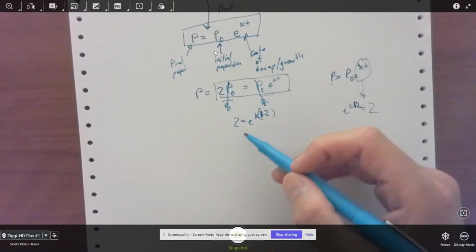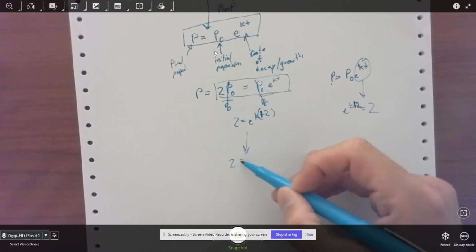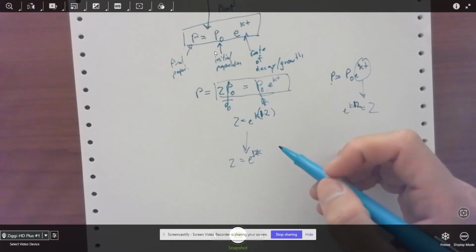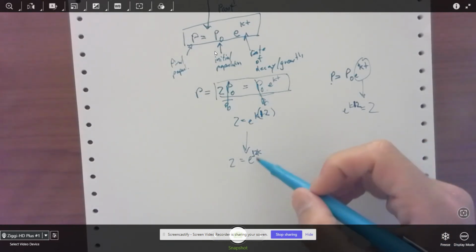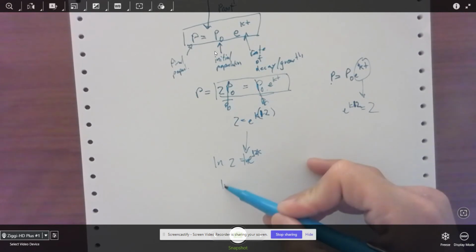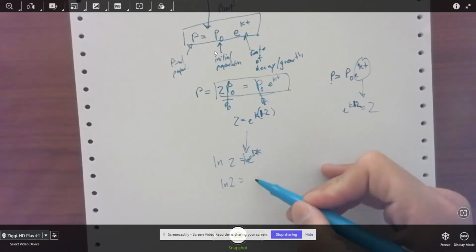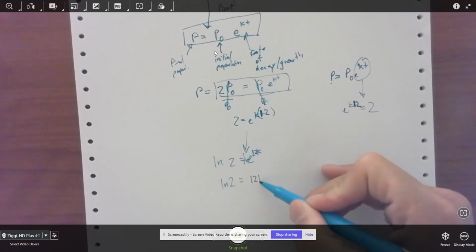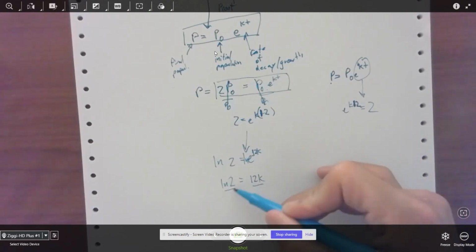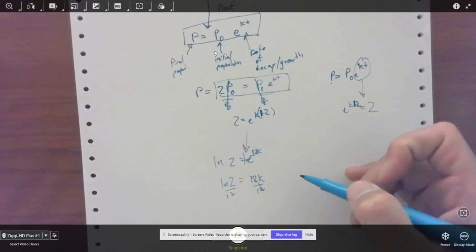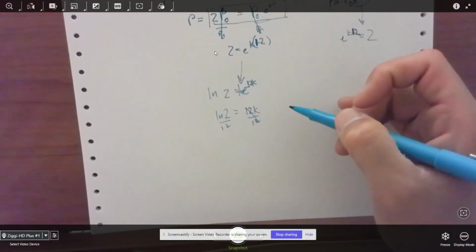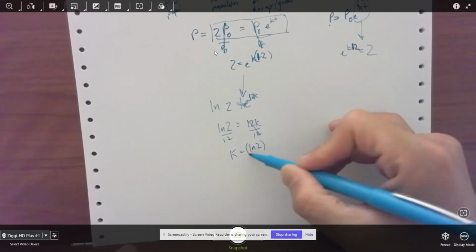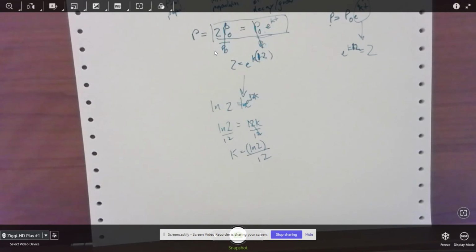Okay, so let's solve this. Let me rewrite that. It's 2 equals e to the 12k. I want to get rid of this e, so I'm going to take the natural log of both sides. So I have the natural log of 2 is equal to the natural log of e to the 12k, and that e will cancel out, giving me 12k. And then I just divide both sides by 12. So k is equal to ln of 2, which has an actual value if you plug it in your calculator, over 12. And then let's see what we get.